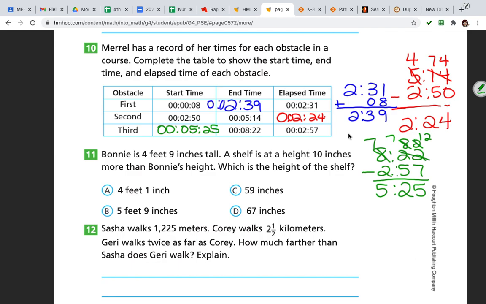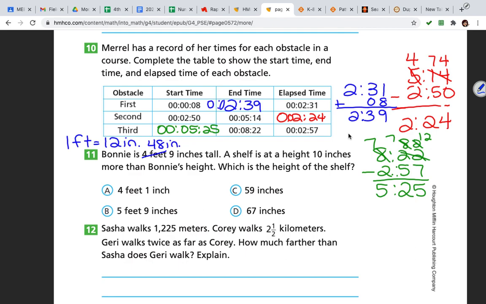All right, question number 11. Bonnie is 4 feet 9 inches tall. A shelf is at a height of 10 inches more than Bonnie's height. What is the height of the shelf? And the answers are all in inches, so we're going to convert inches. So 1 foot equals 12 inches. So if it's 4 feet, 4 times 12 is 48 inches. So she's 48 inches plus the 9 inches, plus the shelf is 10 inches taller.